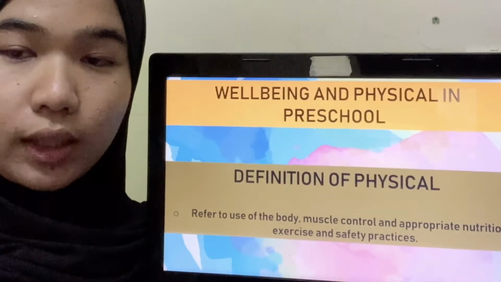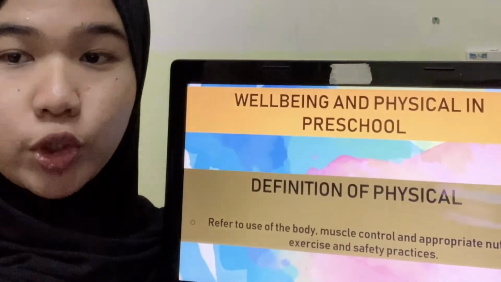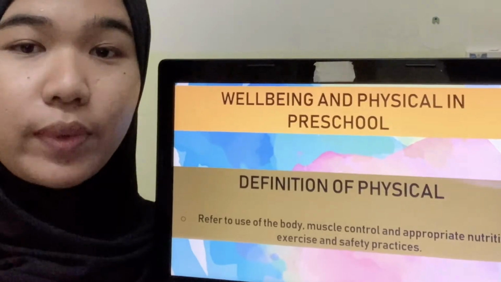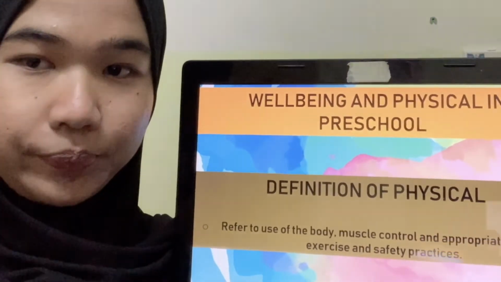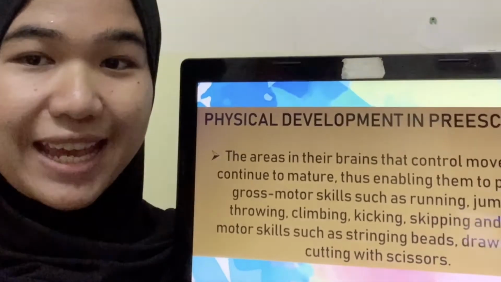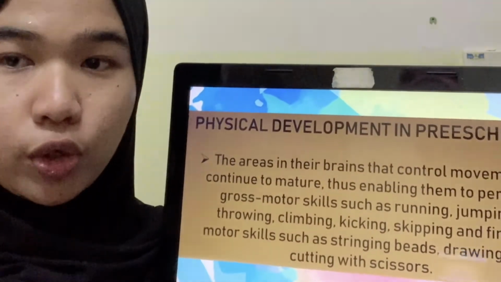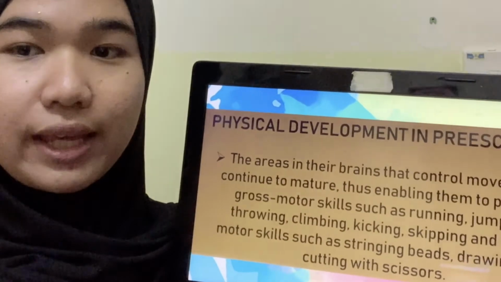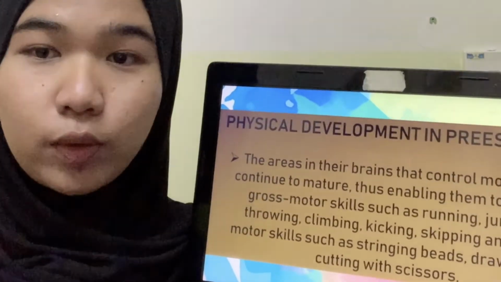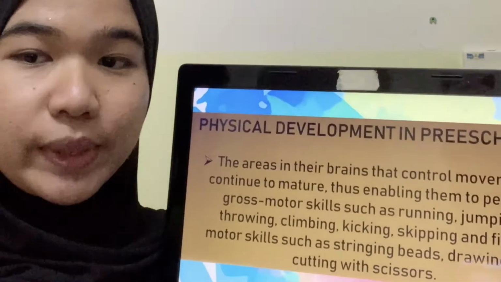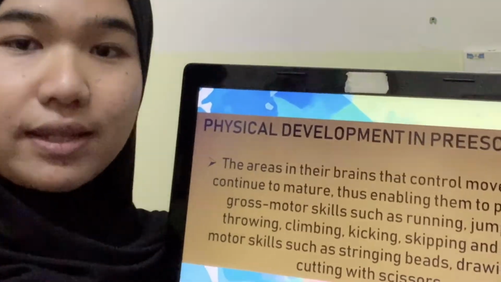We go to the definition of physical. Physical refers to the use of the body, muscle control, and appropriate nutrition, exercise and safety practices. Next, physical development in preschool. The areas in their brains that control movement continue to mature, thus enabling them to perform gross motor skills such as running, jumping, throwing, climbing, kicking, skipping, and fine motor skills such as stringing beads, drawing, and cutting with scissors.